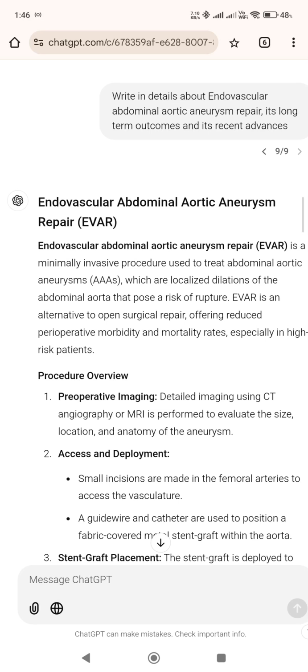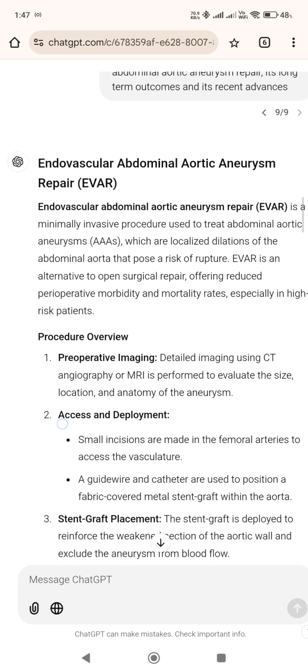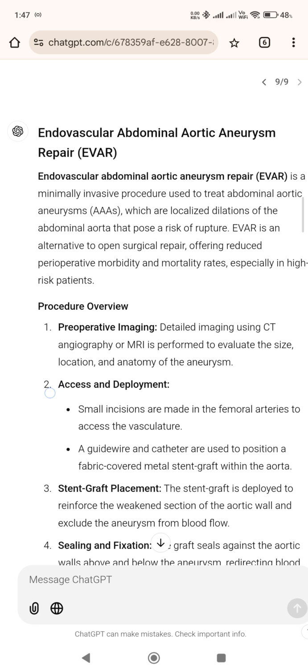Endovascular abdominal aortic aneurysm repair? Endovascular abdominal aortic aneurysm repair, EVAR, is a minimally invasive procedure used to treat abdominal aortic aneurysms, AAAs, which are localized dilations of the abdominal aorta that pose a risk of rupture. EVAR is an alternative to open surgical repair, offering reduced perioperative morbidity and mortality rates, especially in high-risk patients.